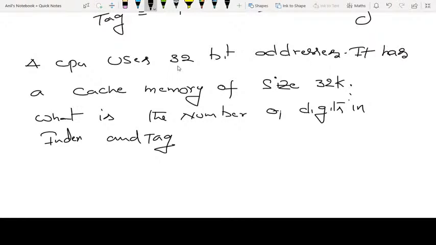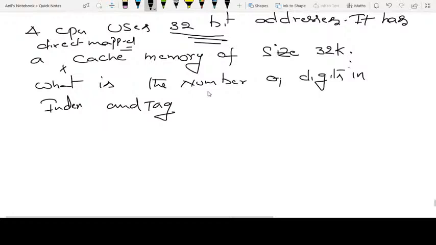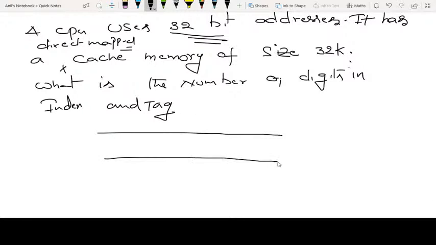Here in this case, a CPU uses a 32-bit address. Let me add one more point here. The cache is direct mapped. It's a direct mapped cache memory of size 32K used in the system. What is the number of digits in the index and the number of digits in the tag? Let me show you how it is going to be divided. The address length is equal to 32-bit. If it is a 32-bit address, how is the division going to be made?